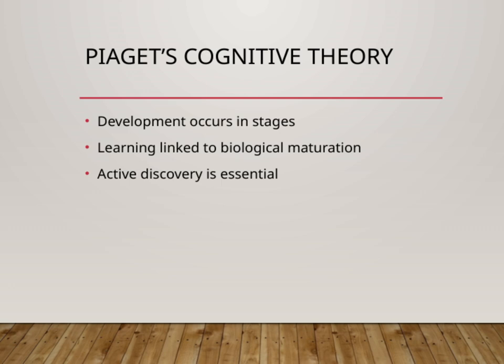Active discovery is also a key part of this process. Children don't just passively absorb information. They explore, experiment, and engage with their environment to make sense of the world around them. This idea ties directly into Piaget's cognitive theory, which emphasizes that children construct their understanding through these active interactions.